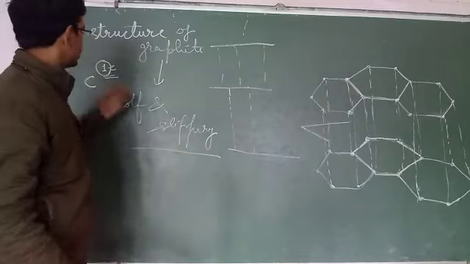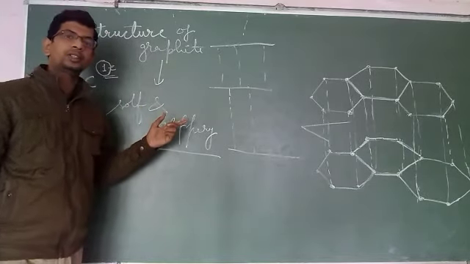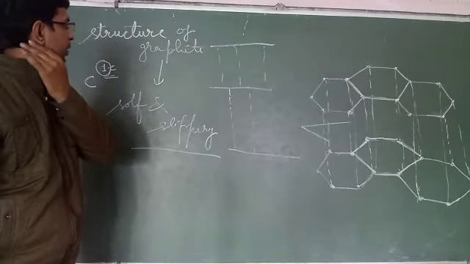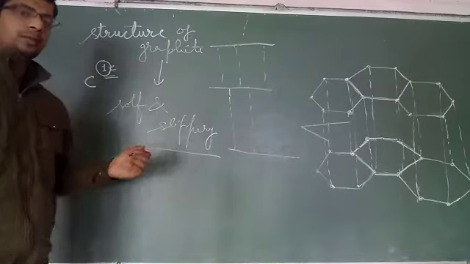Another difference is that graphite is soft and slippery in nature, but in the case of diamond, we know it is the hardest natural known substance. So this is one of the differences between diamond and graphite.